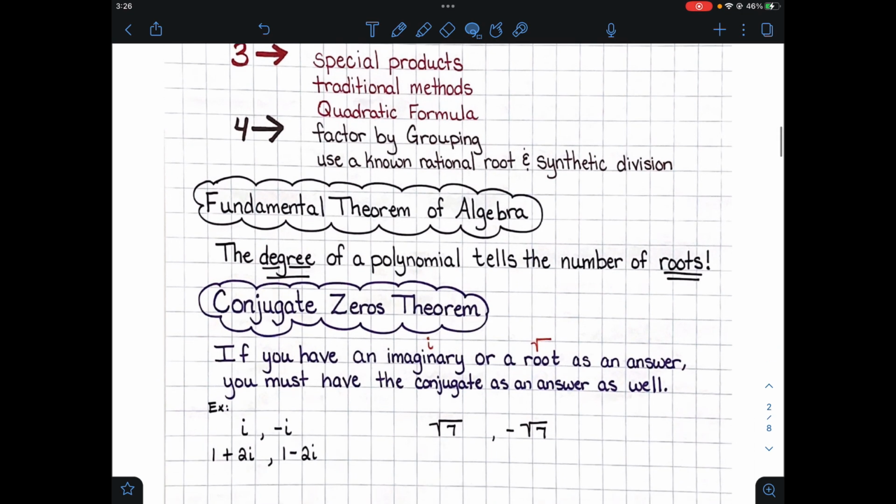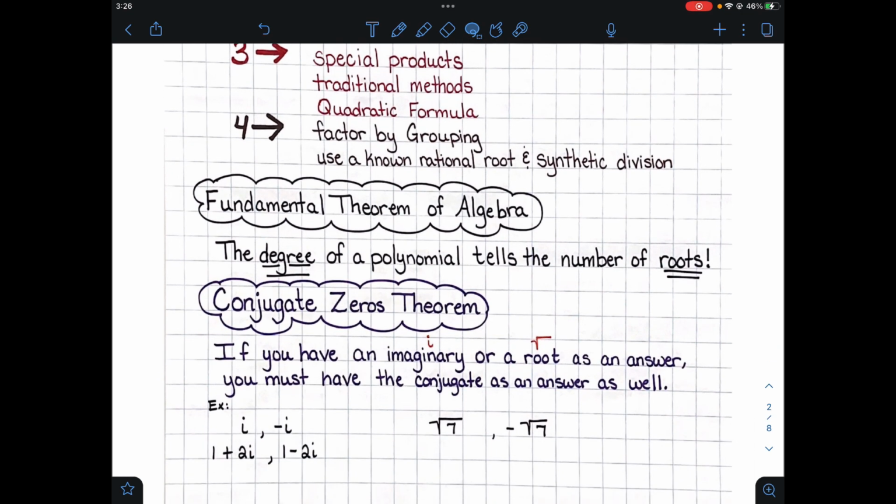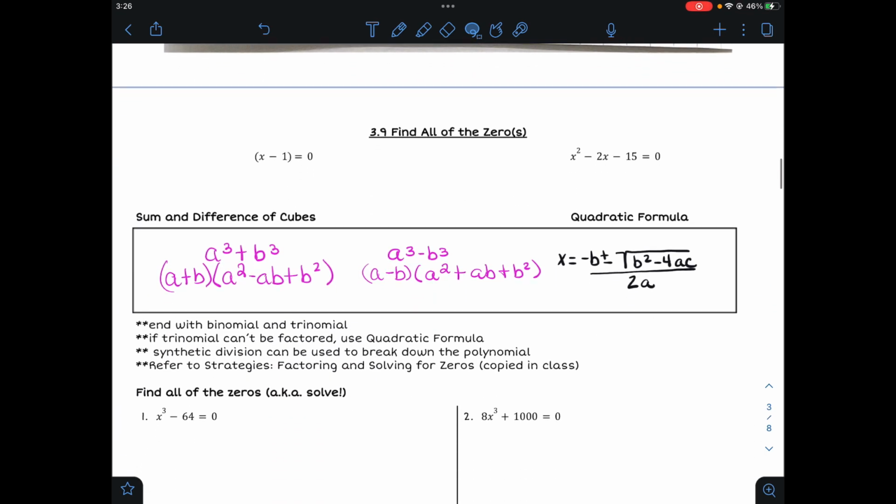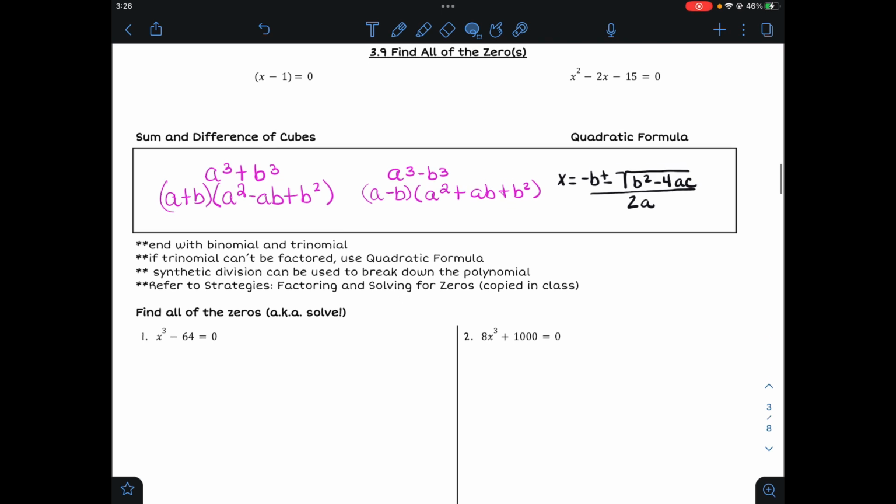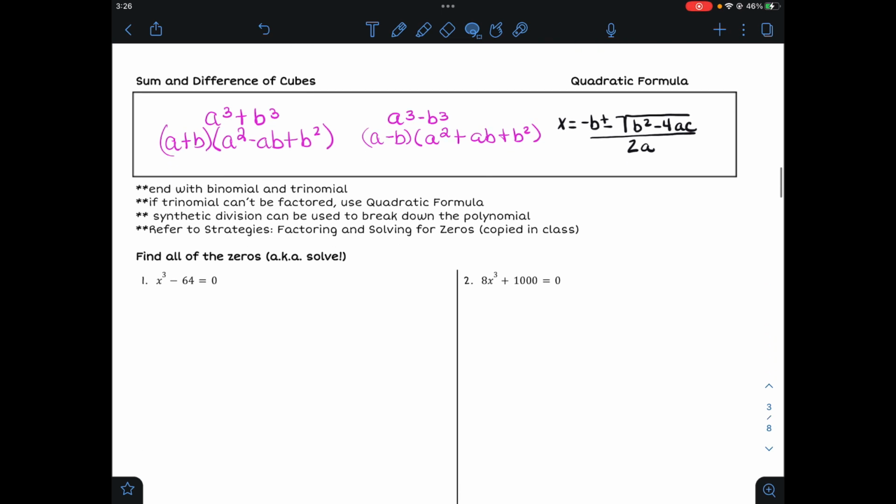Remember, the conjugate zeros theorem says that if you have an imaginary or complex root as an answer, you must have the conjugate as well. So we write those separately in our statements. So with our notes today, we went over a couple of things. Make sure you have your formulas written here because we refer back to these. And we're going to talk about a couple of these.